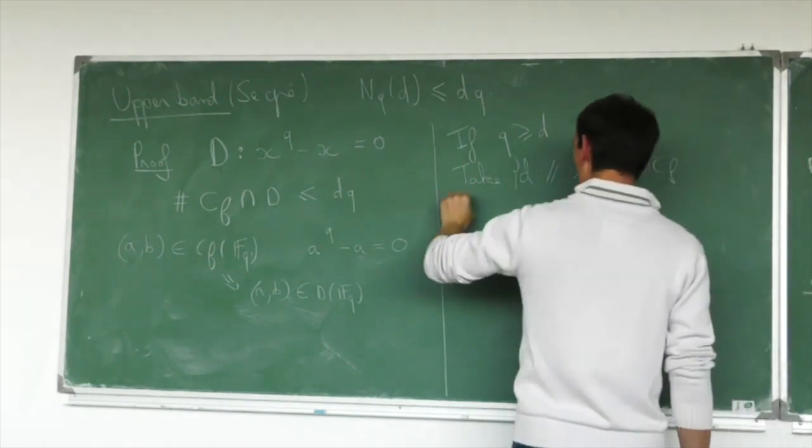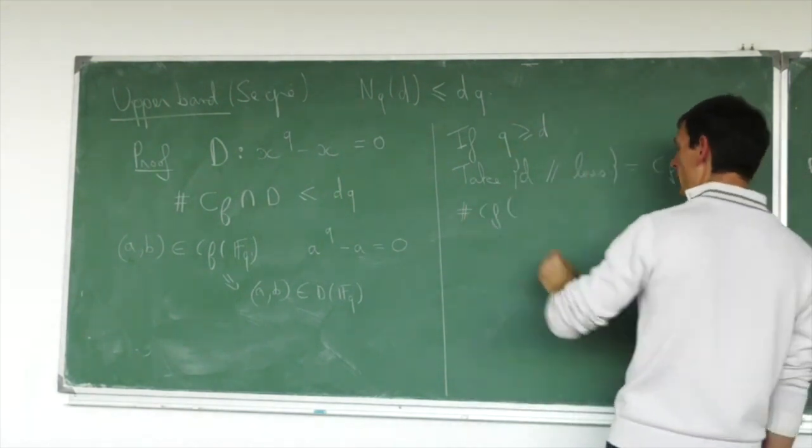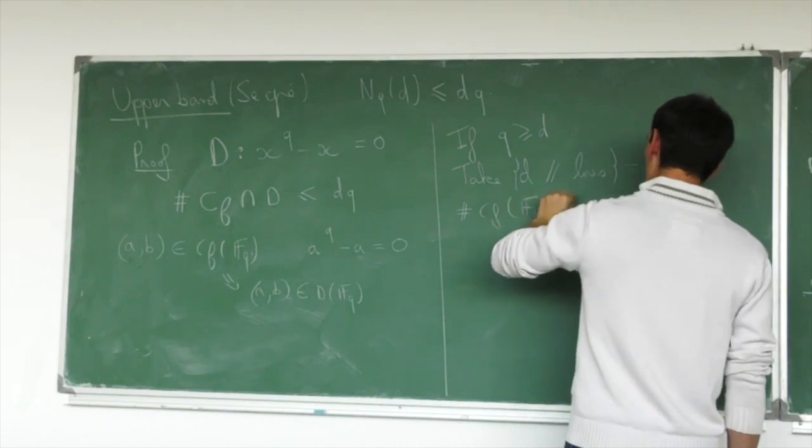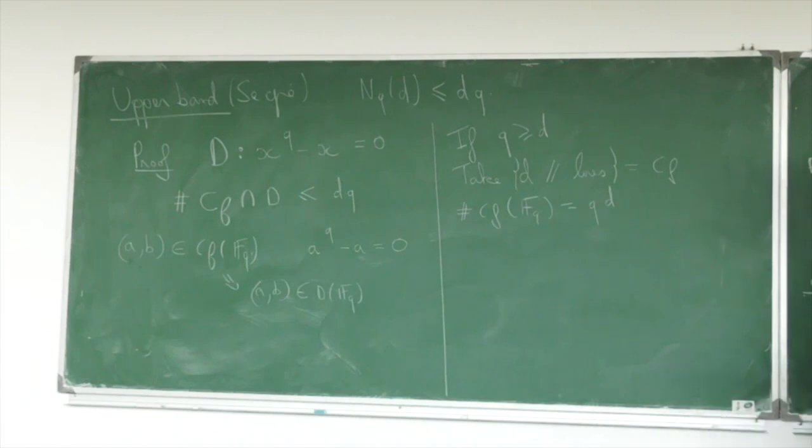And it means that the number of points on CF is D times the number of points on the line, which is Q. And you get Q times D, which is the maximal you could hope for, so you're fine.